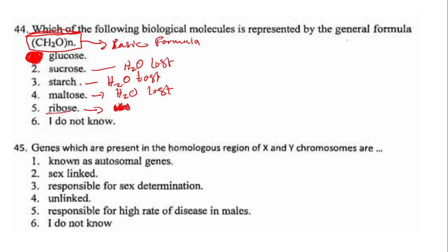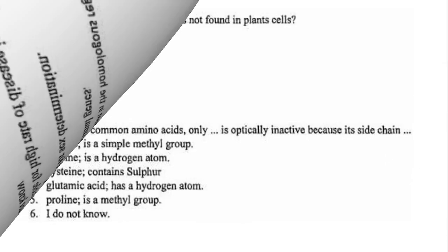Genes which are present in the homologous region of X and Y chromosome are. I think I'm not going to do genetics, but I'll send you a class which has genetics in it. So I'll explain this one later on, because this is now going to the genetic side.